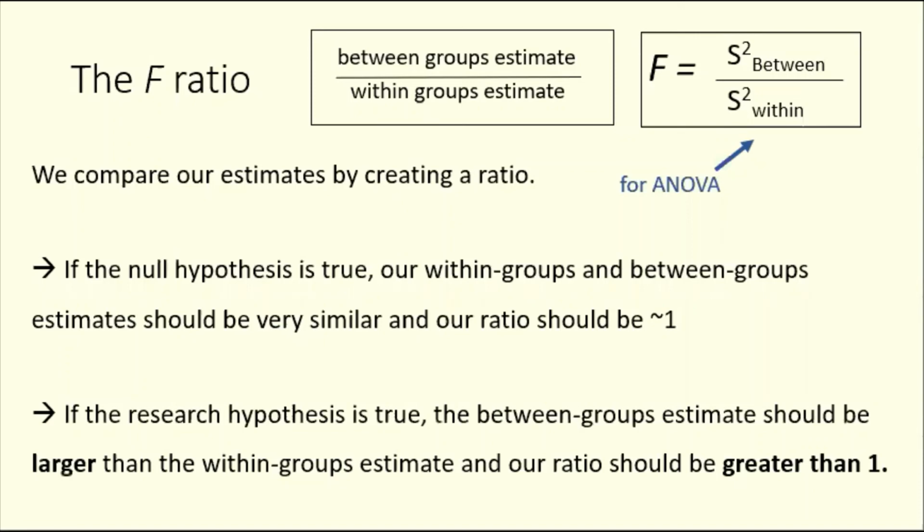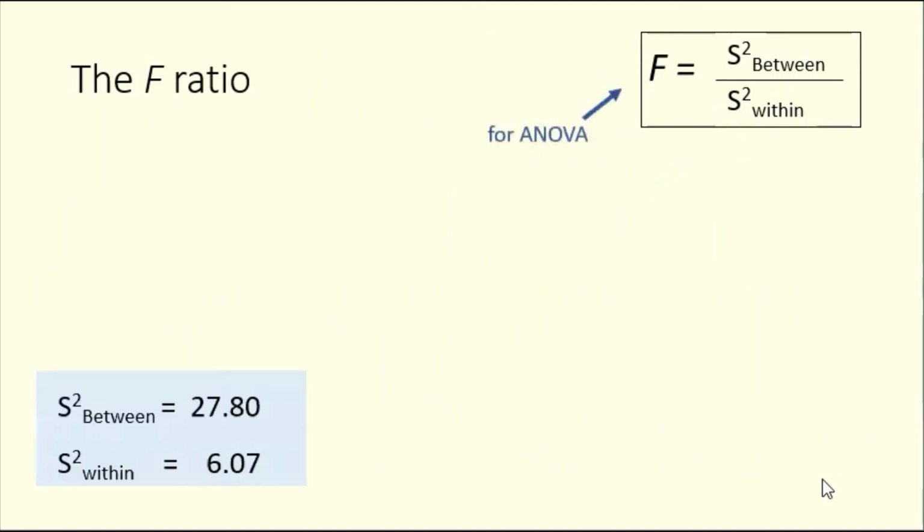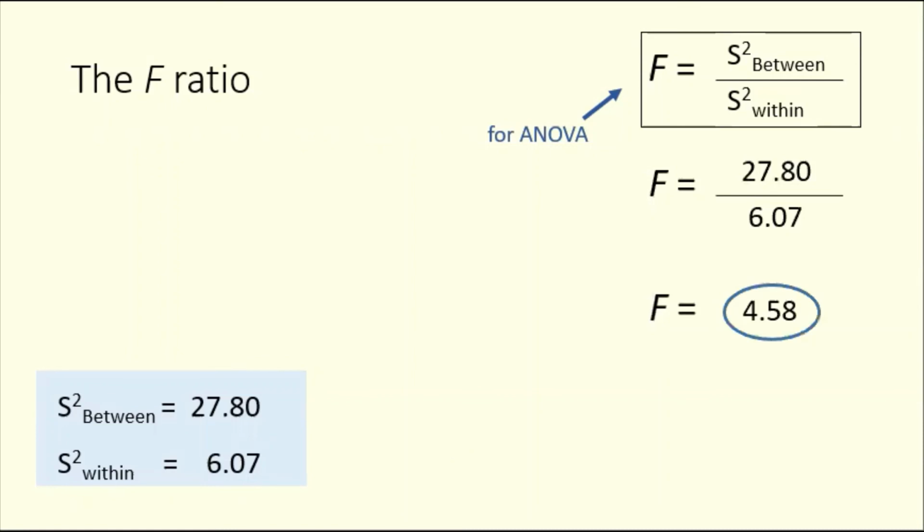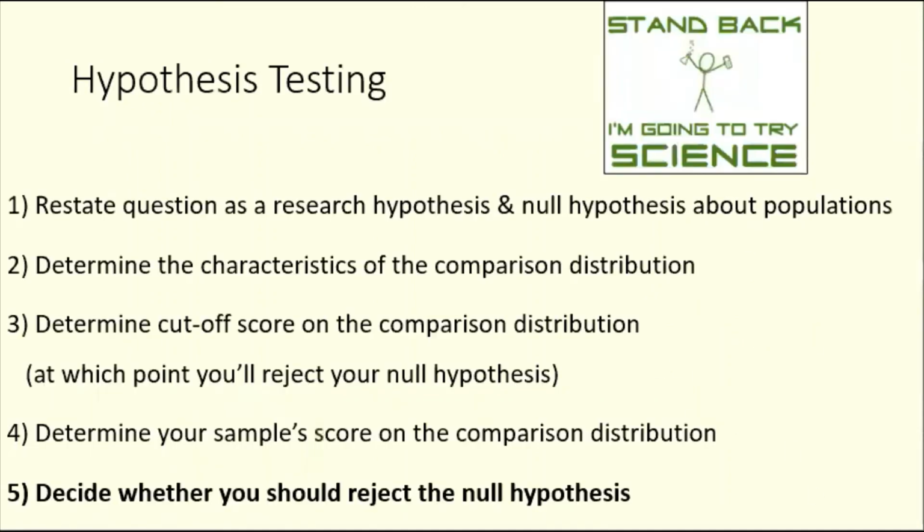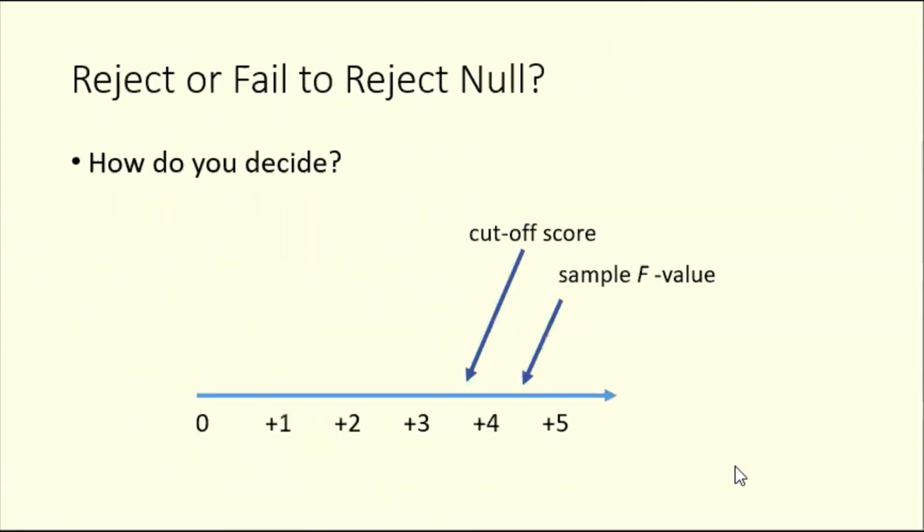And so if the research hypothesis is true, the between groups estimate should be larger than the within groups estimate. And that's going to allow that ratio to be greater than 1. And so we'll take our between groups estimate of our variance and our within groups estimate, plug these numbers into our formula, do that division, and here we can see that our F value is going to be 4.58. Here we can see that this value is much larger than 1, so we can maybe suspect that we might be rejecting our null hypothesis. But let's go ahead and do our final step here and decide whether we should reject that null hypothesis.